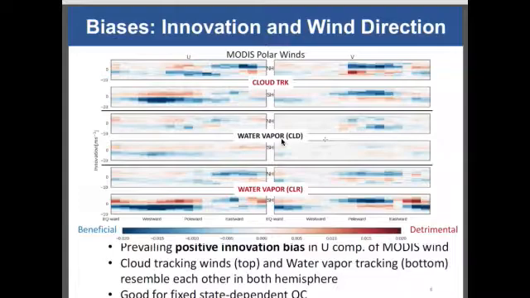So this could help us to improve the observation product. We are now collaborating with the MODIS wind experts in Wisconsin in order to find out what is the root cause of this. And also, I want to say that this graph alone is very good for a flow-dependent QC.